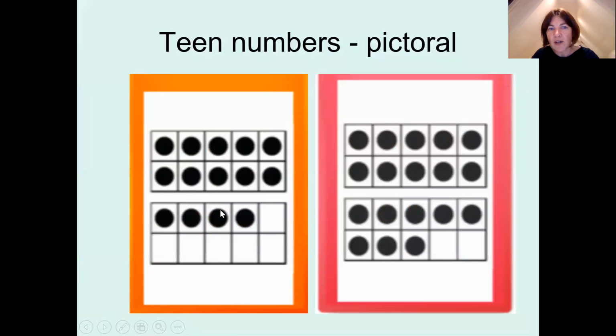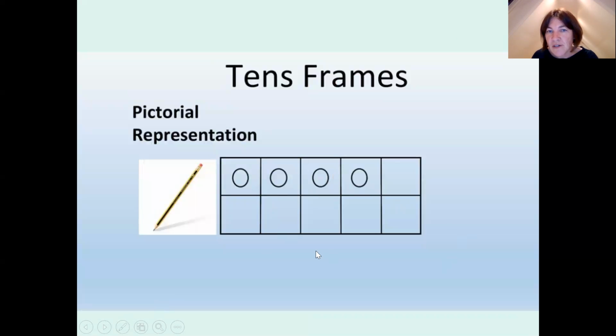So we've gone from the concrete to the pictorial, and they're very useful for teen numbers. So they will begin to recognize that when a 10 frame is full, we know we've got 10, and then we don't have to count that 10 again. We know we've got 10, so we can say 11, 12, 13, 14. And so that's why they're really useful for the teen numbers. And then, of course, they can start to draw their own. So they can have blank ones, which they can use their whiteboard pens with, and they can draw them in their books.